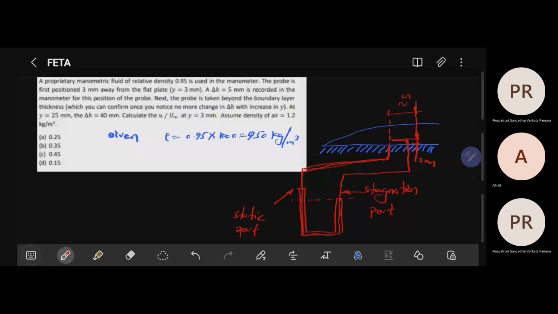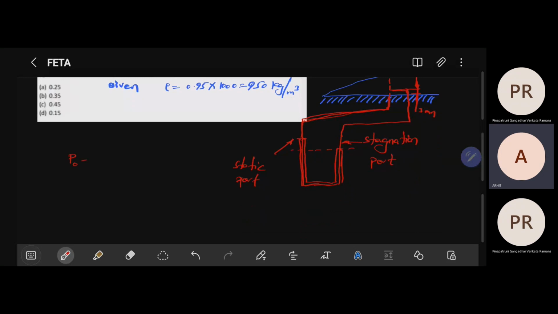P naught minus P equals half rho V infinity square, right? Yes, sir. From that V infinity we can easily find out, because we have found P naught minus P from rho g del h. Sorry, because the difference in the pressure of the limbs is rho g del h.